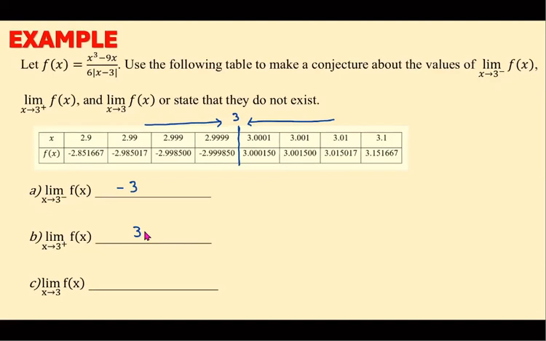So the left-hand limit and right-hand limit are not equal. So the limit does not exist. So the two-sided limit, the limit as x approaches 3 of the function, does not exist. DNE, does not exist. So this is how you can use the table of values to compute the limit. And one more time, this method is called the numerical method.